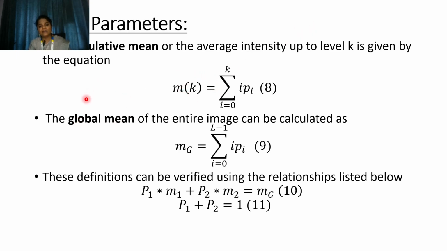Okay. What is global mean? Global mean is over the entire pixel range present in the image. So it's going to be mg is equal to summation I is equal to 0 to L minus 1, I into pi. Okay. So now we have calculated the global parameters needed.